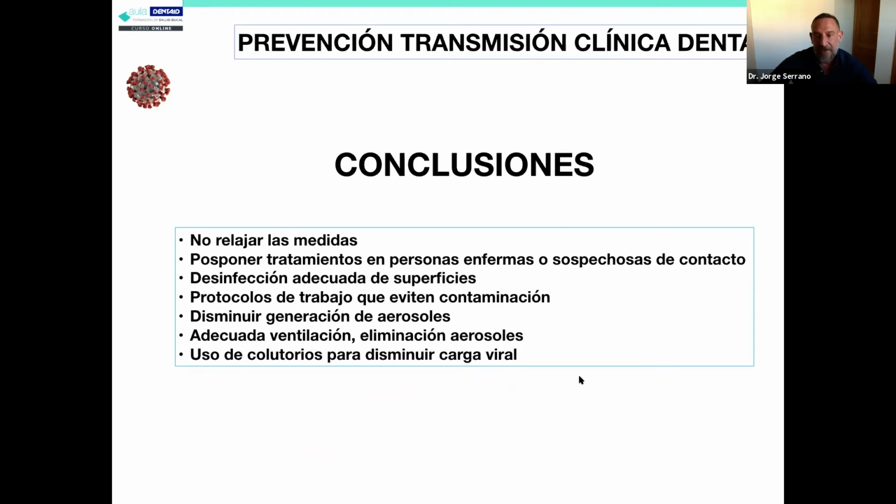Conclusions. The transmission in the dental office is possible, but up to now, we do not have many reports which say that the dental office is an environment where we have had many transmissions. But still, we should not relax. We should continue being strict with the implementation of all these protocols.